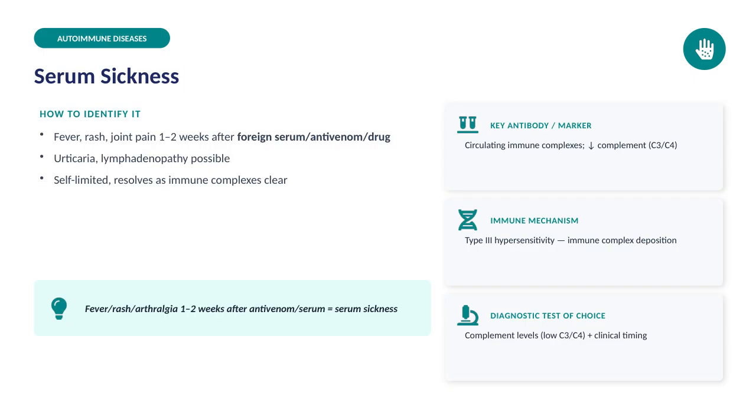Serum sickness typically develops about 1 to 2 weeks after exposure to a foreign serum, antivenom, or certain drugs. The main signs to look for include fever, a rash, and joint pain. Sometimes patients may also have urticaria or swollen lymph nodes.